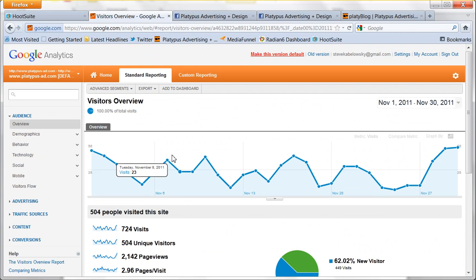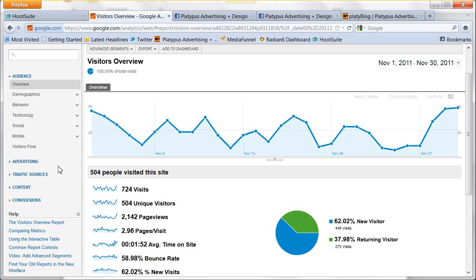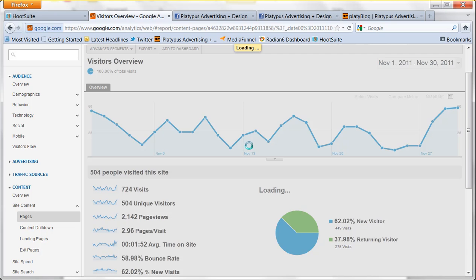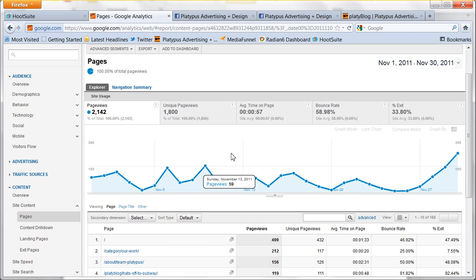There's a number of things you could do with Google Analytics. You could break down demographics, behavior. We could look specifically at the different content pages that are being looked at. I can especially look at the blog site and which ones are getting responses.